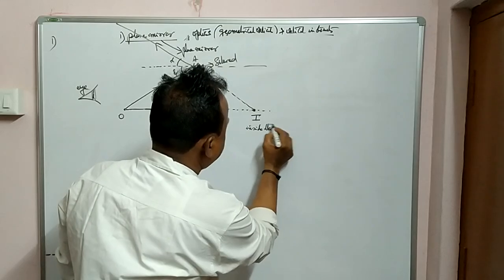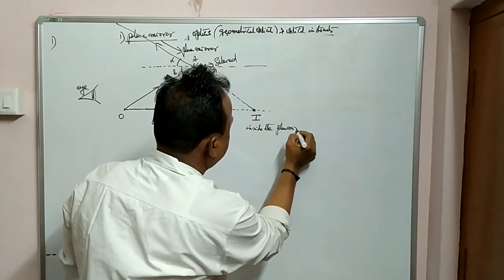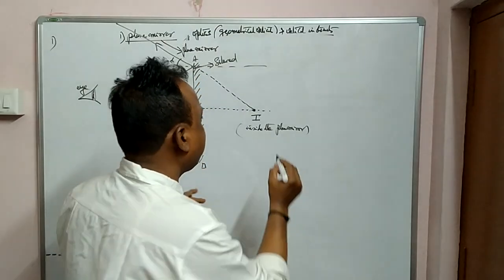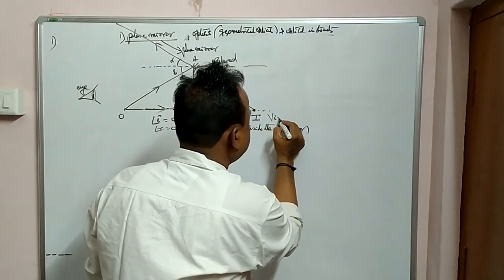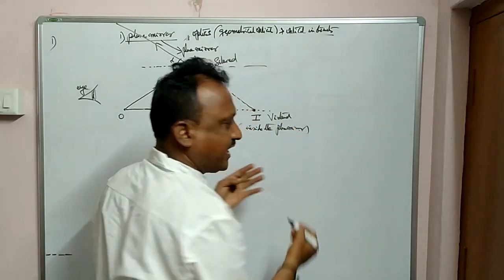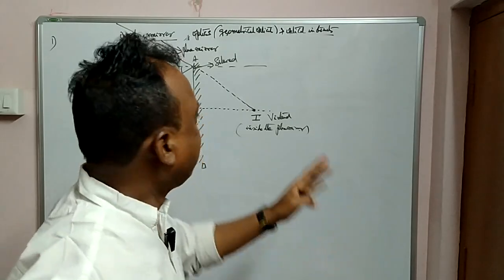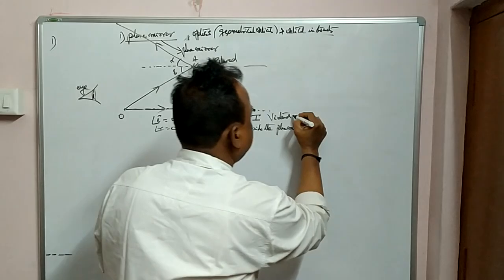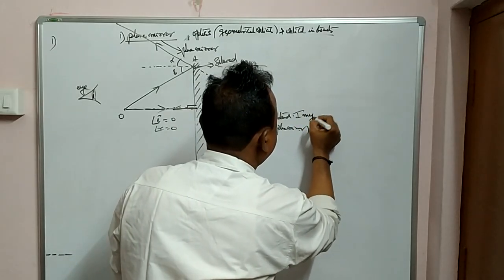It is formed inside the plane mirror. Plane mirror లోపల ఫామ్, అందుకే దీన్ని వర్చువల్ ఇమేజ్ అన్నారు. ఏమన్నారు దీన్ని? This image is called as virtual, not real, not exactly. Lines are not exactly joining. ఓకే? మిర్రర్ లోపల ఫామ్ అవుతుంది కాబట్టి దీన్ని వర్చువల్ ఇమేజ్.